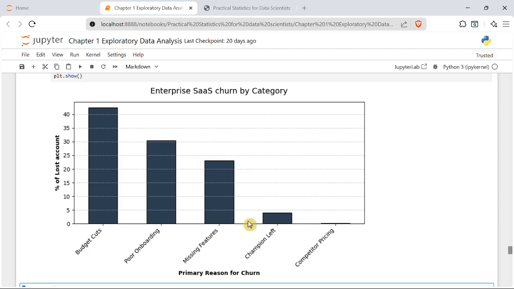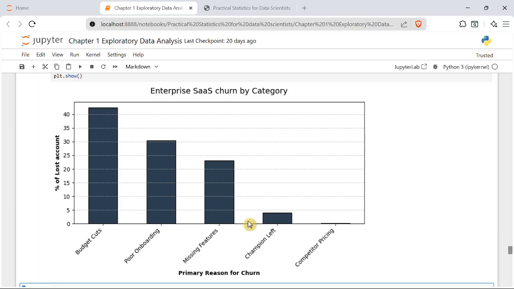The dominant driver of churn, accounting for over 42% of our lost accounts, is budget cuts. This indicates that a significant portion of our churn is driven by macroeconomic pressure and tightening budgets on the client side, rather than a fundamental flaw in our platform's value proposition.